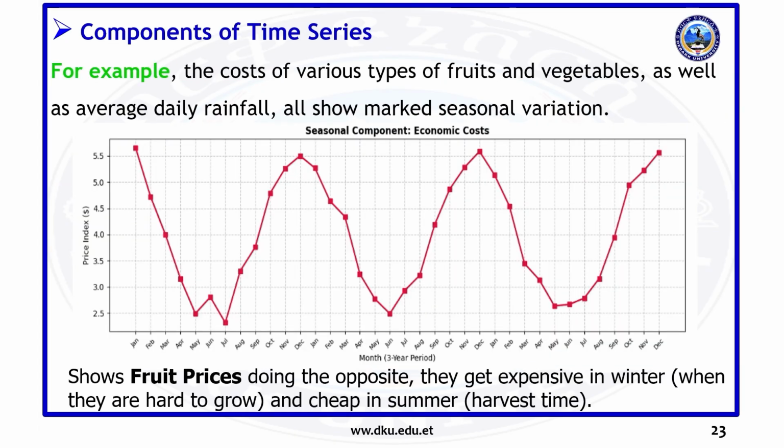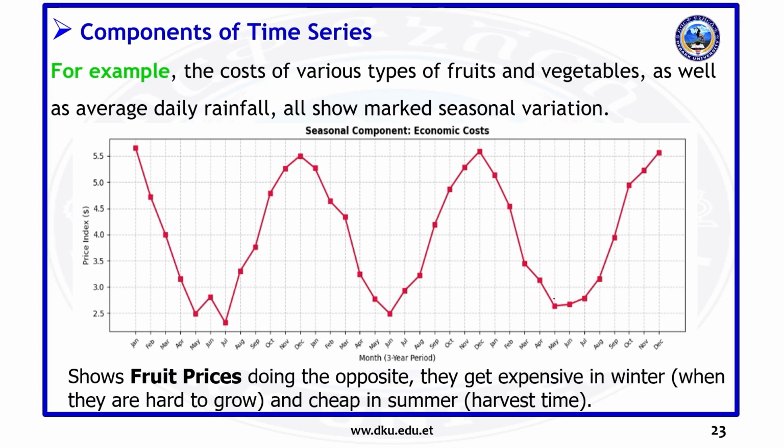This graph illustrates how seasonal variation affects economic costs over the year. The red line shows the price index for a particular set of goods over a 3-year period, and you can see a clear repeating pattern each year. Notice how prices rise and fall consistently at certain months. They peak in winter and drop in the summer. This is typical for fruits and vegetables, which become more expensive when they are out of season and cheaper during harvest periods. Seasonal components like these are not random.